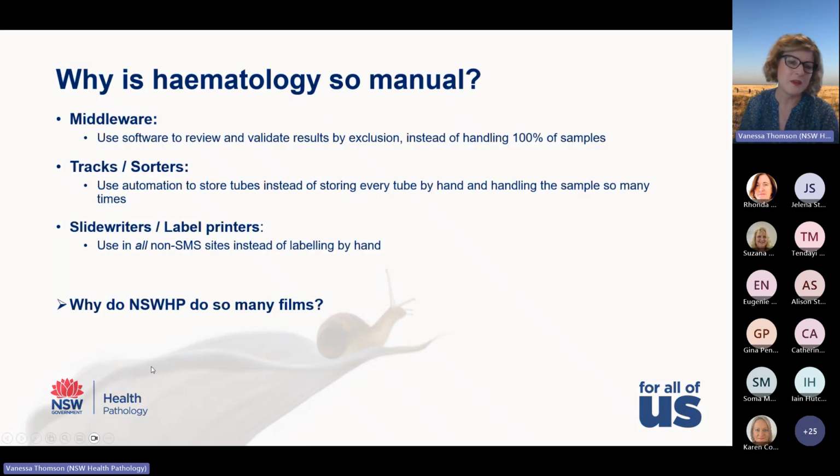But just a few thoughts from me, I guess, before we finish up. One thing that I observed in the labs: why is haematology still so manual when we compare it to some of the other departments? Middleware really is software to review and validate results by exclusion instead of handling 100% of samples. When we handle 100% of samples, there's actually risk that goes with that as well, when staff are handling all the samples rather than just looking at those ones that are critical.